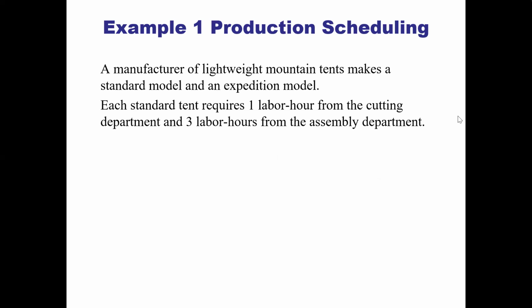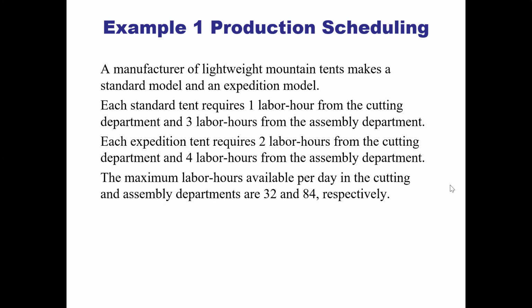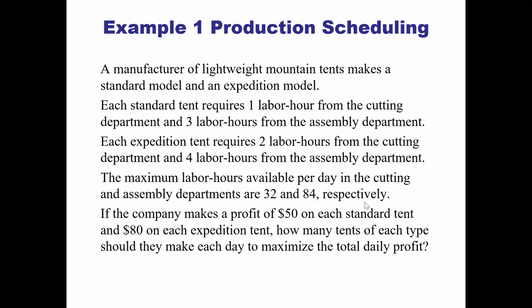So in this example, we have a manufacturer of lightweight mountain tents who makes a standard model and an expedition model. Now, each standard tent requires 1 labor hour from the cutting department and 3 labor hours from the assembly department. And each expedition tent requires 2 labor hours from cutting and 4 from assembly. Now, the maximum labor hours available per day in the cutting and assembly departments are 32 and 84 hours, respectively.